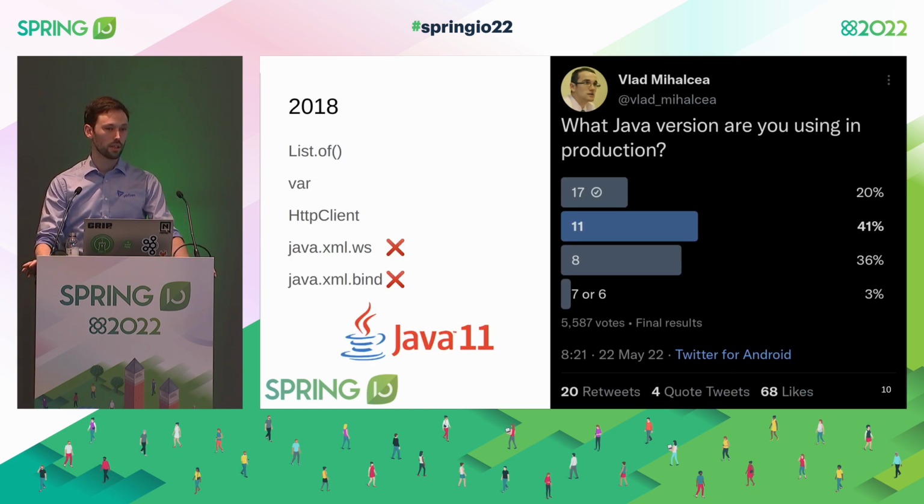Java 11 came out in 2018, and while there were some nice improvements, there were also challenges with regards to now required Java EE dependencies. And even today, some organizations still have to overcome this hurdle.